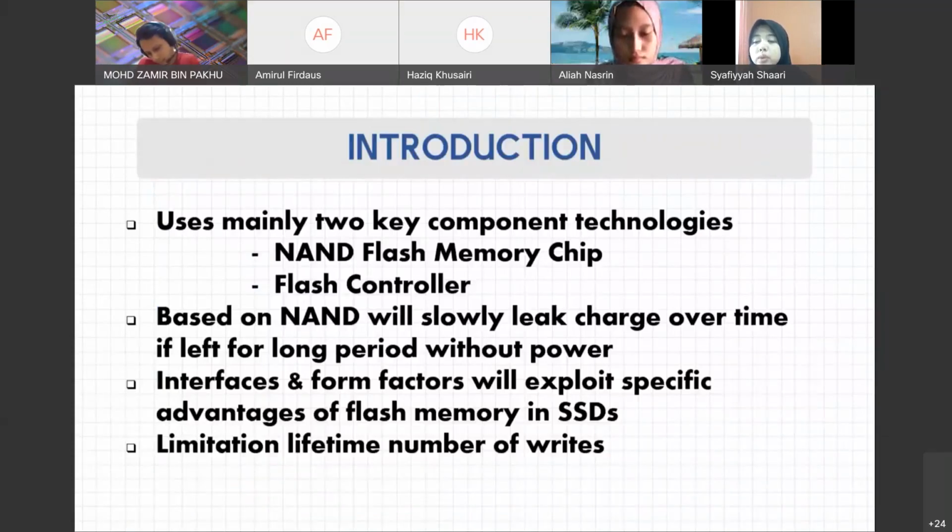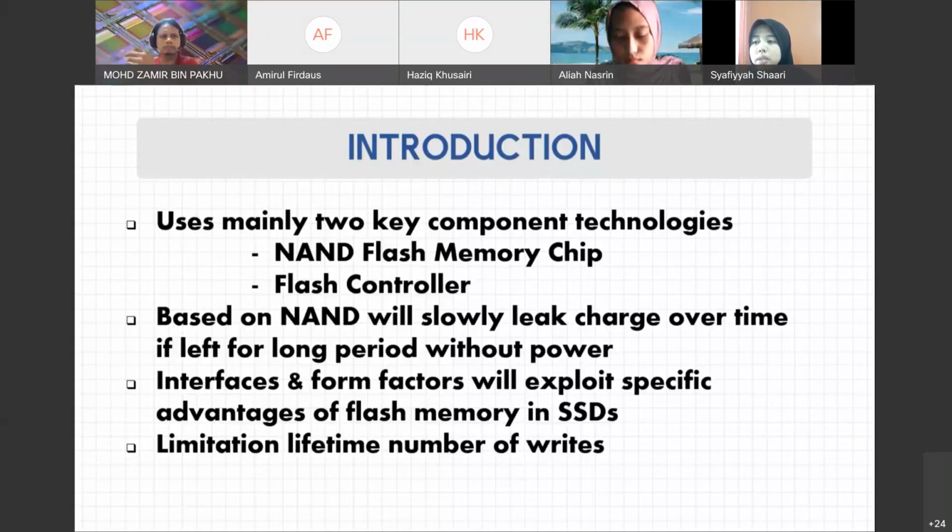SSD uses mainly two key component technologies. First, NAND flash memory chip, and second is the flash controller. This provides high read and write performance. SSD based on NAND flash will slowly leak charge over time if left for a long period without power. This causes worn-out drives that exceed their endurance rating to start losing data after a certain period of time. Therefore, SSD is not suitable for archival storage, except for 3D XPoint, which is a possible exception to this rule.